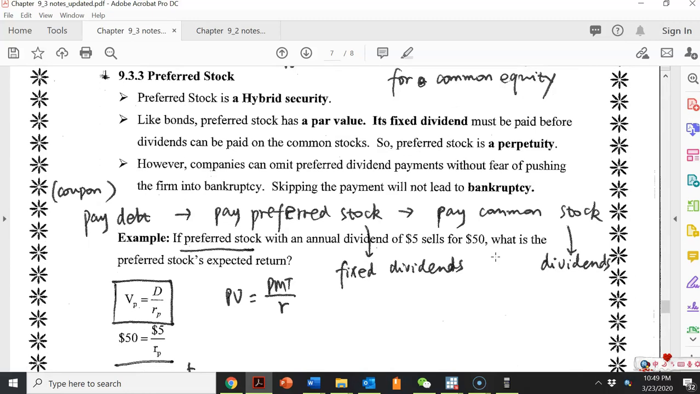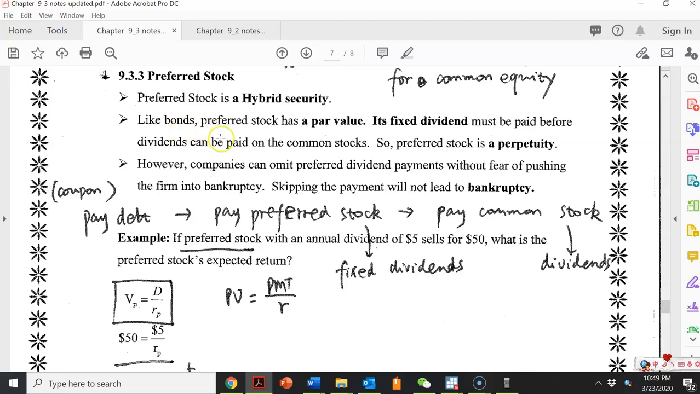Okay, so that's the free cash flow model or corporate valuation model to get stock price. The free cash flow model and the corporate dividend discount model are for common stocks. What if we have preferred stock? It's a hybrid security. It's very special because it's between bond and common stock.